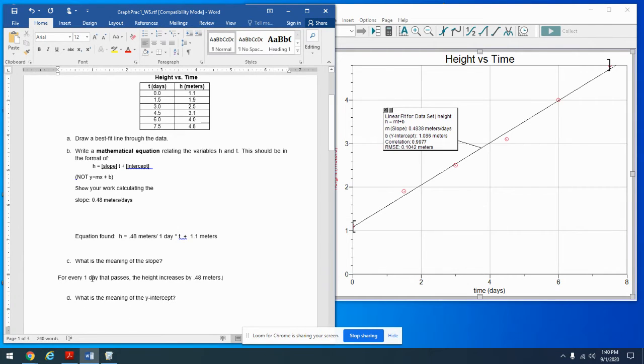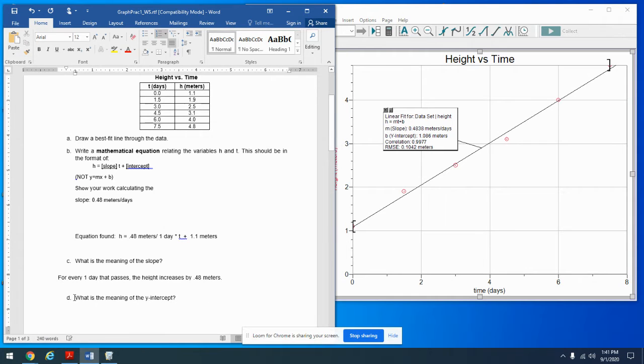Good. What's the meaning of the slope? If you were tempted to say it's the rise over run, that is totally unsatisfactory here. Everybody who's ever taken Algebra 1 heard their Algebra 1 teacher say that a bazillion times. We all know that. It's not helpful here. You've got to say what the meaning is in the context of what your data is, what your graph is representing. So for every 1 day that passes, the height increases by 0.48 meters. I'm reading this as: for every one of these on the bottom, this happens.